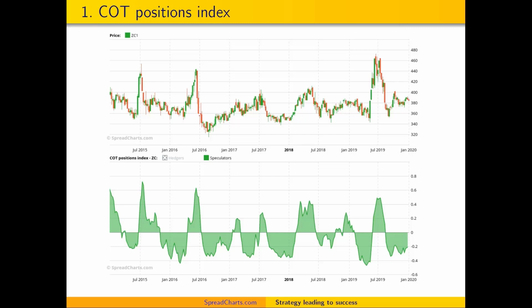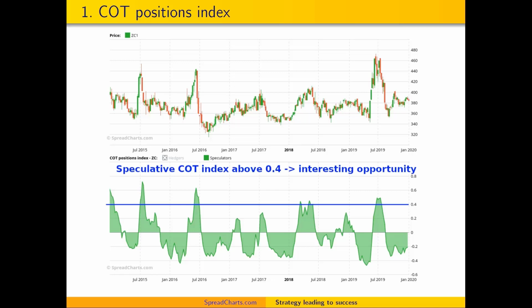You can think about it as a benchmark for the corn price. We will consider only bear spreads for simplicity. That's the strategy you will trade most often. So let's find some overbought extremes. I would say that if the speculative COT index gets above 0.4, the market is interesting for us.